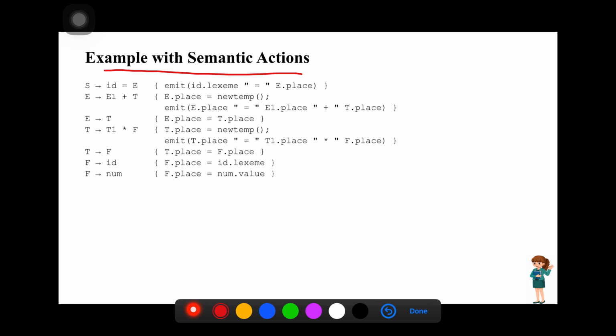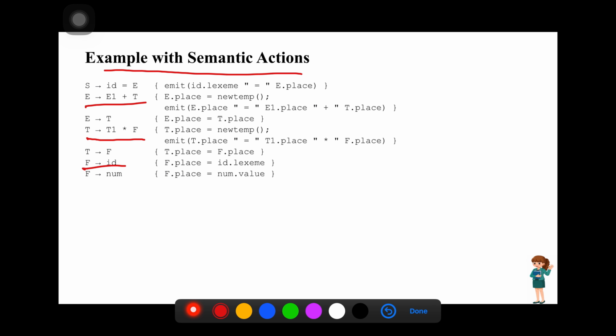Examples with semantic action. This slide shows how semantic actions can be directly attached to grammar productions. For example, E produces E1 plus T has an action that generates a temporary variable and generates the addition instruction. Similarly, T produces T1 into F, which creates a temporary variable and generates the multiplication instruction. For an identifier, F produces ID, the place of the factor is simply the identifier itself.